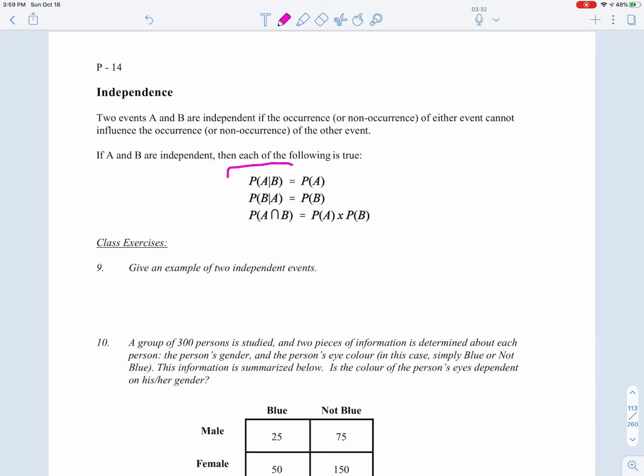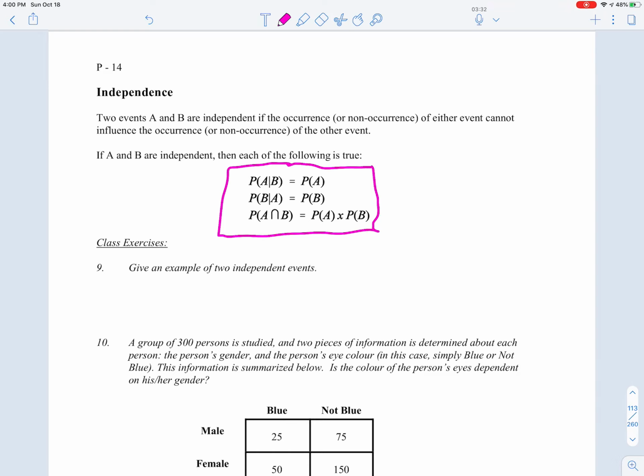If they are independent, the following is true: the probability of A given B is simply equal to the probability of A. And also the opposite, the probability of B given A is equal to the probability of B, and the probability of A and B is equal to the product of the two marginal probabilities. What does that mean? Well, let me give you an example here.